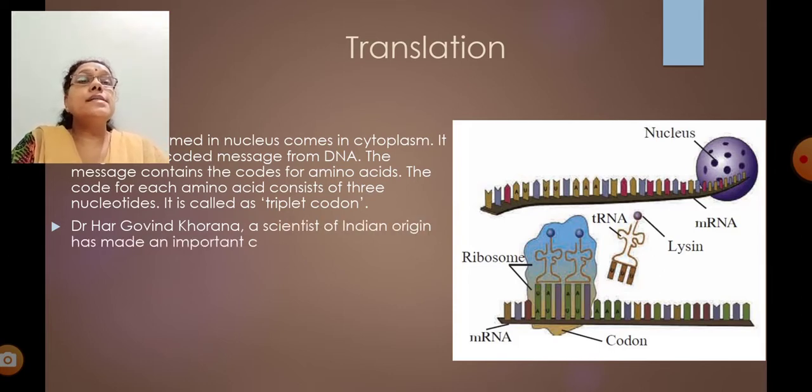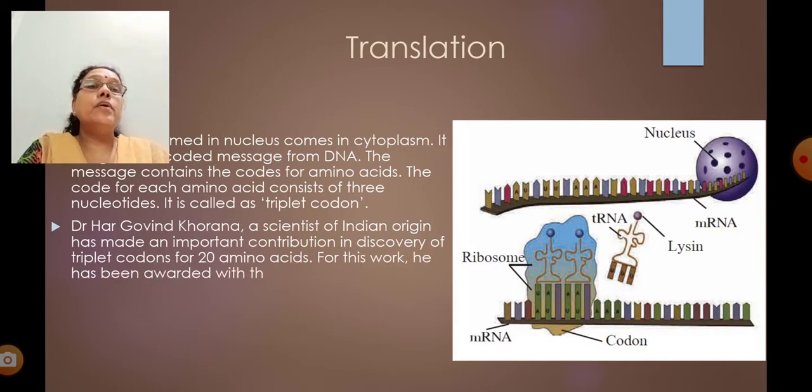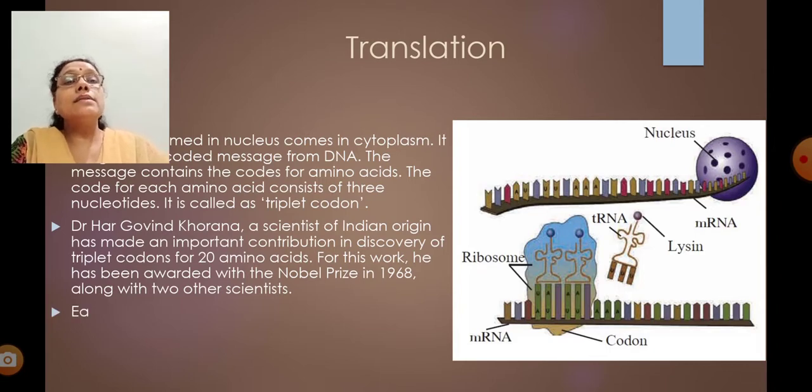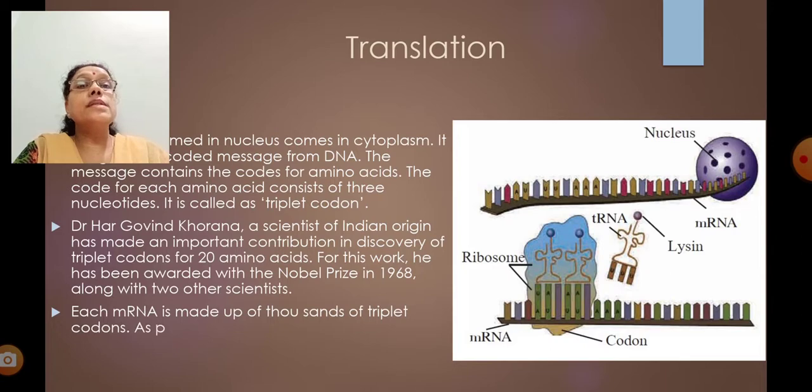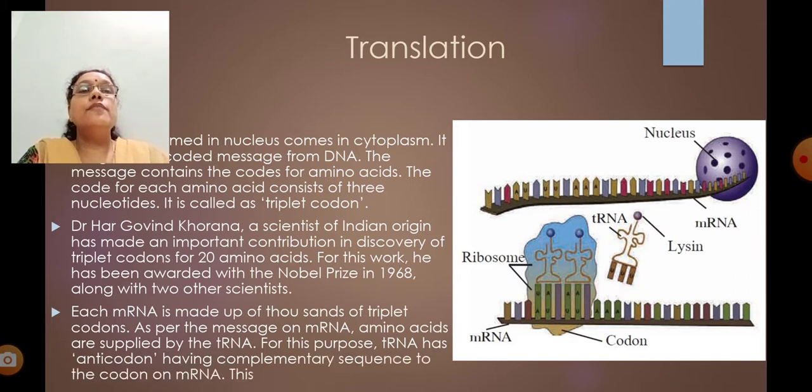Dr. Hargobind Khorana, a scientist of Indian origin, made an important contribution in the discovery of triplet codons for 20 amino acids. For this work, he was awarded the Nobel Prize in 1968 along with 2 other scientists. Each mRNA is made up of thousands of triplet codons. mRNA means messenger RNA. As per the message on mRNA, amino acids are supplied by the tRNA or transfer RNA. For this purpose, tRNA has an anticodon having a complementary sequence to the codon on mRNA. This is called translation. In tRNA, the anticodon is there. All the messages mRNA is sending will be decoded by the anticodon and sent to the cells. This process is known as translation.